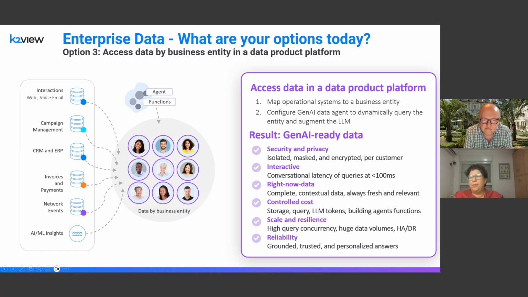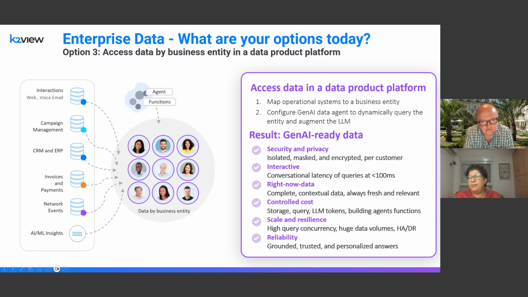But maybe the biggest thing is that the data is isolated and it's protected. And when the LLM agent is trying to access the data via an SQL, it only has access to one entity, to one customer. It cannot go beyond that one customer. And that's a big deal when it comes to assuring security and privacy with GenAI projects.